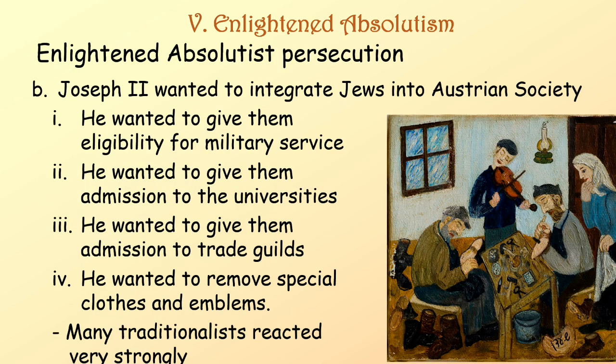Enlightened absolutist persecution. Joseph II wanted to integrate Jews into Austrian society. He wanted to give them eligibility for military service. He wanted to give them admission to the universities. He wanted to give them admission to trade guilds. He wanted to remove special clothes and emblems. And many traditionalists reacted very strongly.